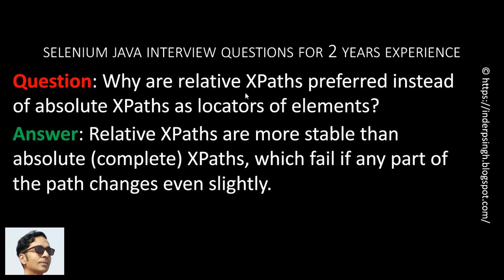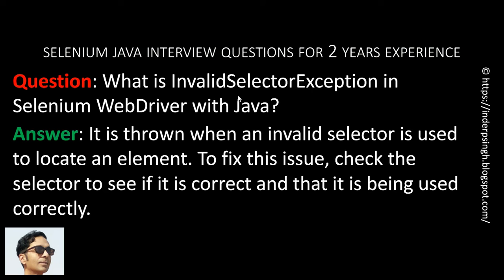Why are relative XPaths preferred instead of absolute XPaths? Relative XPaths are more stable than absolute XPaths because absolute XPaths fail if any part of the path changes even slightly. What is invalid selector exception in Selenium WebDriver with Java? It is thrown when an invalid selector is used to locate the element, and to fix this issue we have to check the selector.